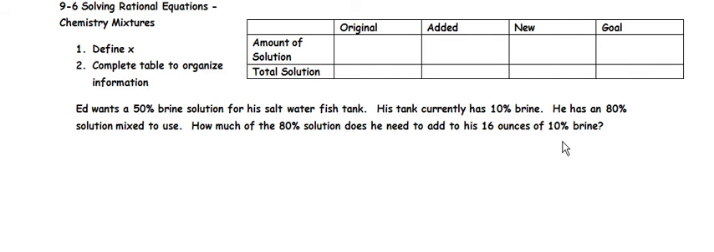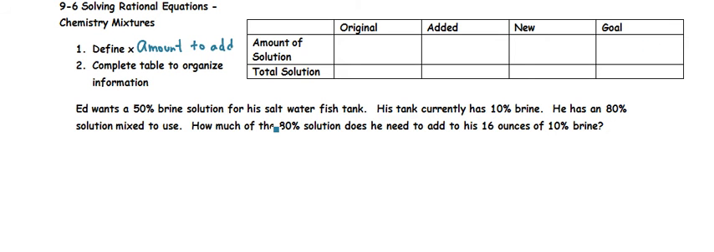the 10% solution. The first thing we need to do is define our variable x. It sounds like x is how much of the solution he needs to add. The next handy habit is for us to learn to create a table to organize all of this information that has been written here. This table will typically be in column form, where we're going to consider what original information we have, what added information we have, what is new, and what our ultimate goal is.